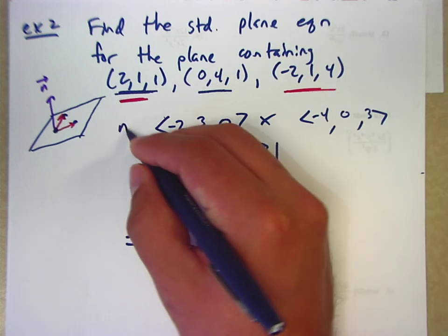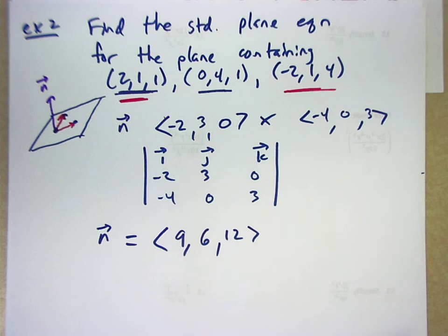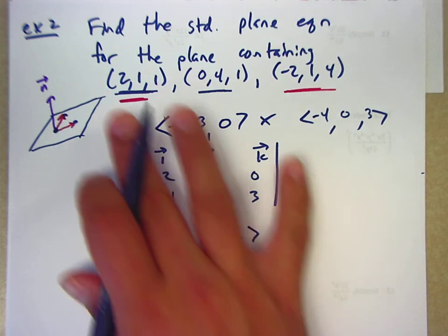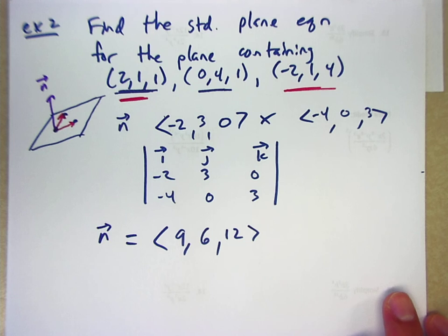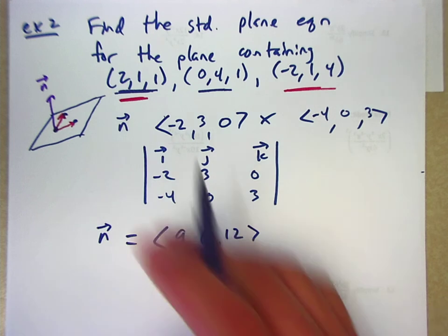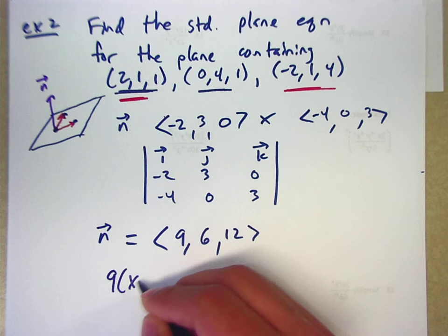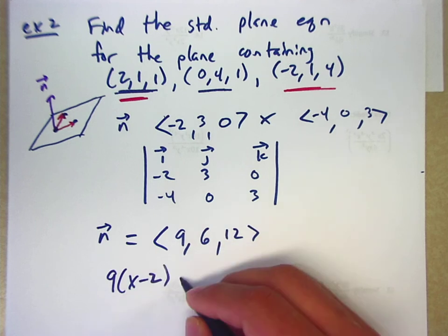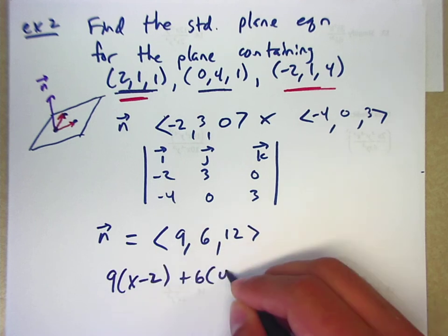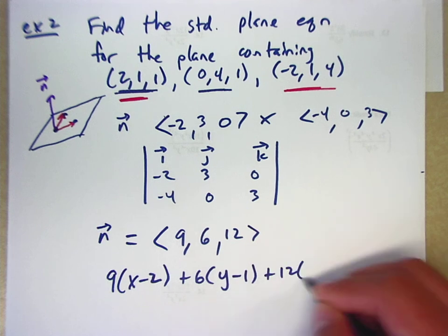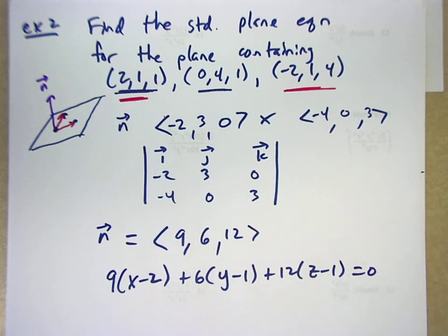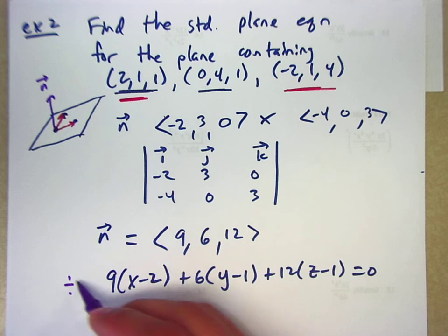So first we find our normal vector. And now we have the normal vector, and we can pick any of those 3 points. And so I'll just go with the first one. So we're going to have 9 times x minus 2 plus 6 times y minus 1 plus 12 times z minus 1. And that equals 0. Now if we want this in standard form, you're going to want to distribute, and actually just to make my life easier, since I don't have my calculator here, I'm going to reduce this. I'm going to divide everything by 3.